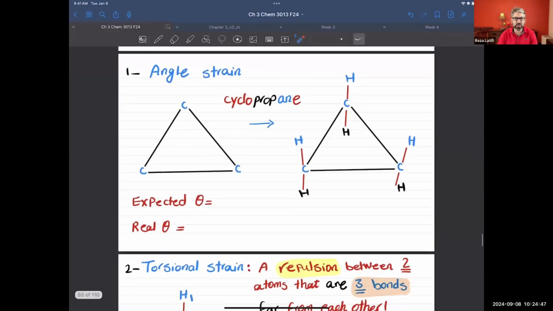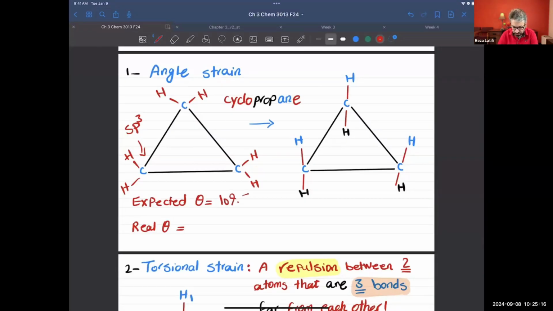Okay, and what's angle strain? Say you have a molecule like cyclopropane. It's a completely cyclic molecule made of 3 carbons, and the carbons do not have an octet. In order to give them an octet, we add 2 hydrogens to each carbon. And each carbon is going to have sp3 hybridization. That means the expected bond angle is supposed to be 109.5 degrees. But in reality, the bond angle, that theta, is 60 degrees. So the real theta is way far from what it's supposed to be.